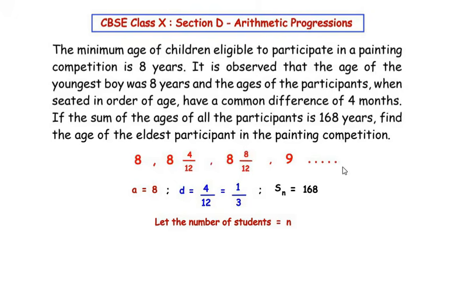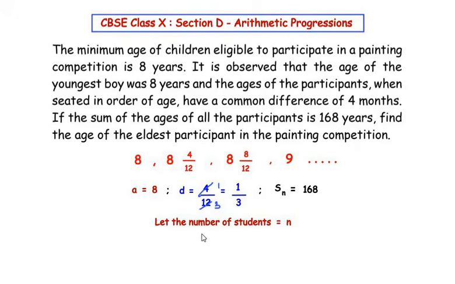Now once the sequence is generated, we can see that the first term of the sequence is 8. The common difference is given as 4 months, so we have converted it into years. We have divided the 4 months by 12, and 4 divides 12, that is 4 1 times is 4 and 4 3 times is 12, giving us the common difference as 1 over 3. And then they have given that the sum of the ages of all the participants is 168 years. Since the sum is mentioned, we are going to take Sn equal to 168 years. We need to find out the age of the eldest participant in the competition.